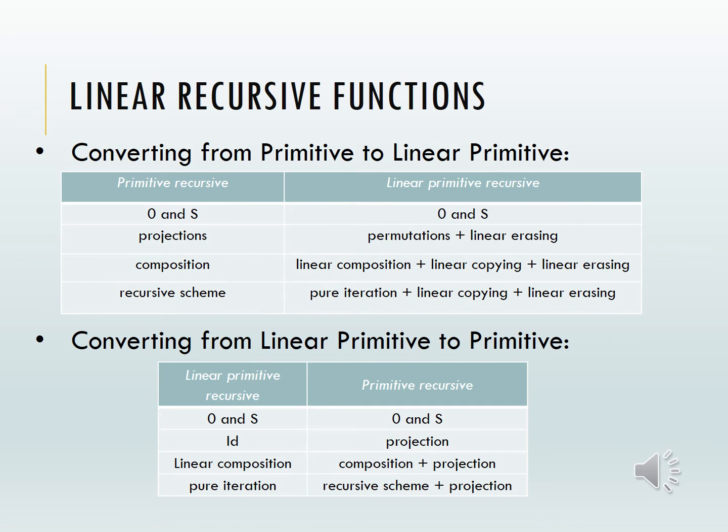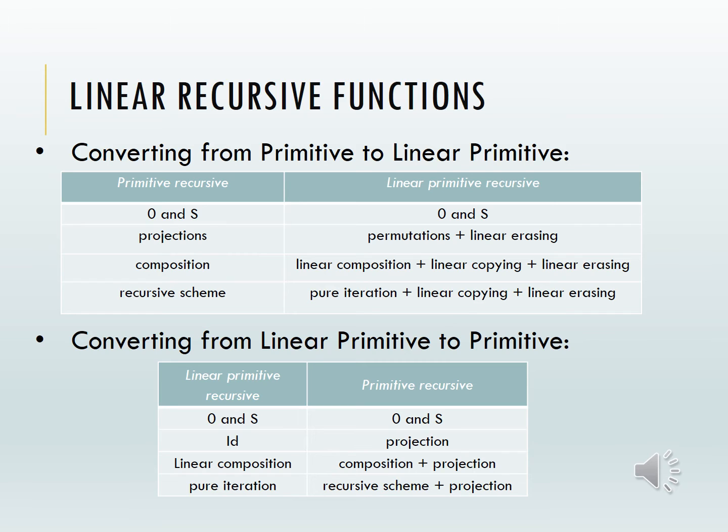The linear recursive functions paper illustrates how to convert from primitive to linear primitive and back. The first feature in both primitive recursive and linear primitive recursive is the same, which is to represent all natural numbers using 0 and the successor function. Then projection is equivalent to permutations and linear erasing. Composition is equivalent to linear composition, linear copying, and linear erasing. Recursive scheme is equivalent to pure iteration, linear copying, and linear erasing.